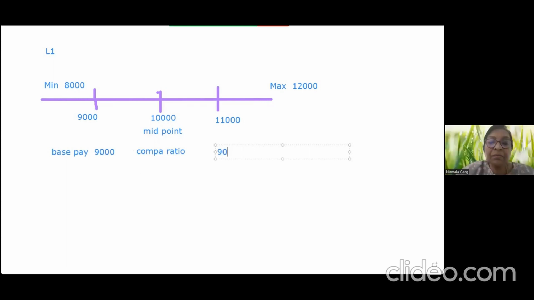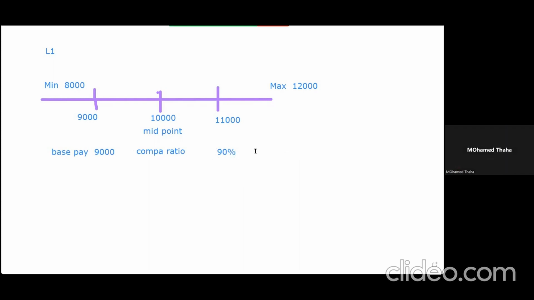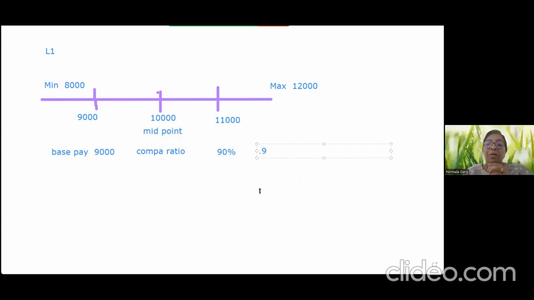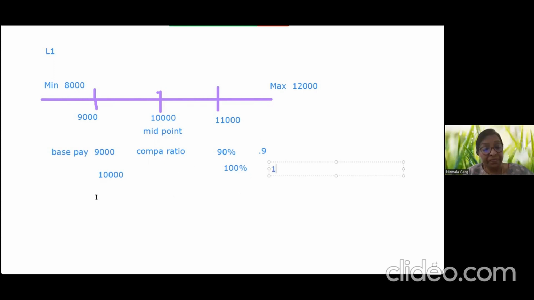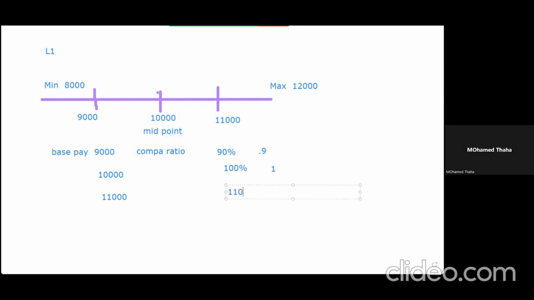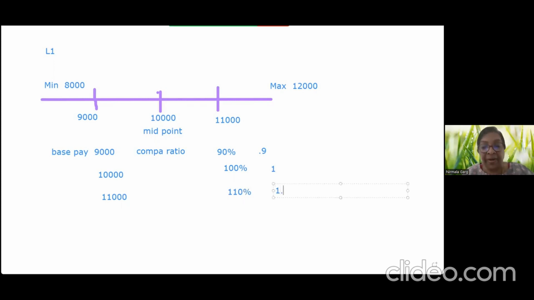90%. Can I also say 0.9? Can I say 0.1? So for 10,000, how much will it be? 100%. And this will be 1. At 11,000, it will be 1.1, that is 110%. Now look at it.